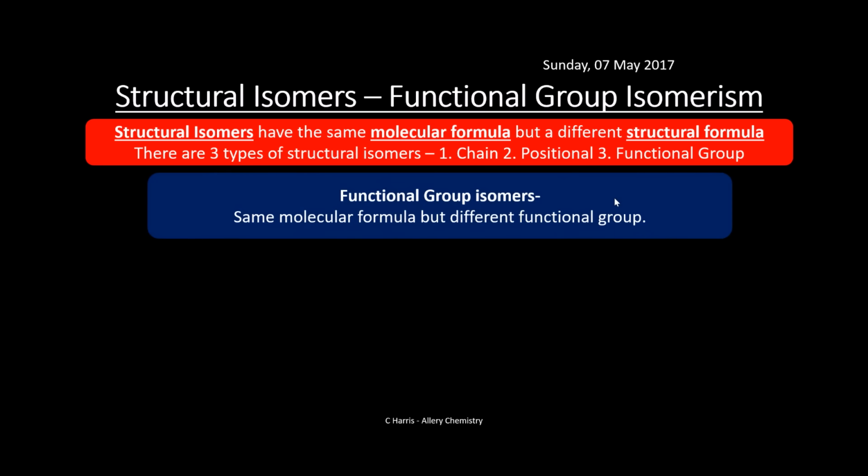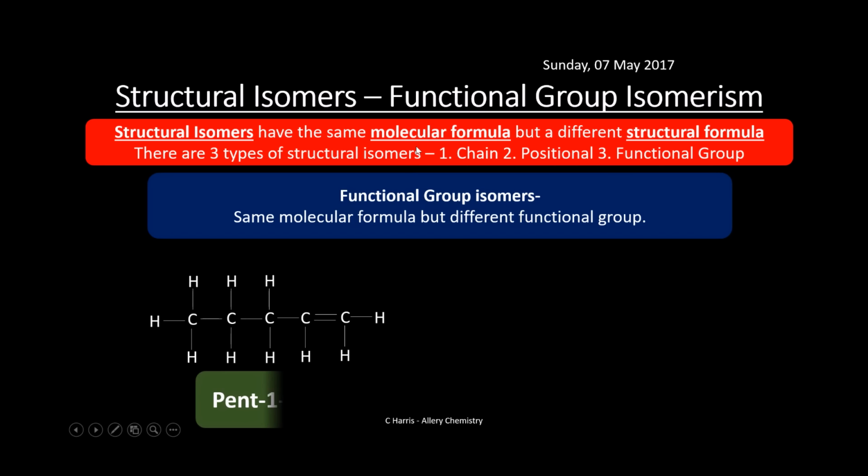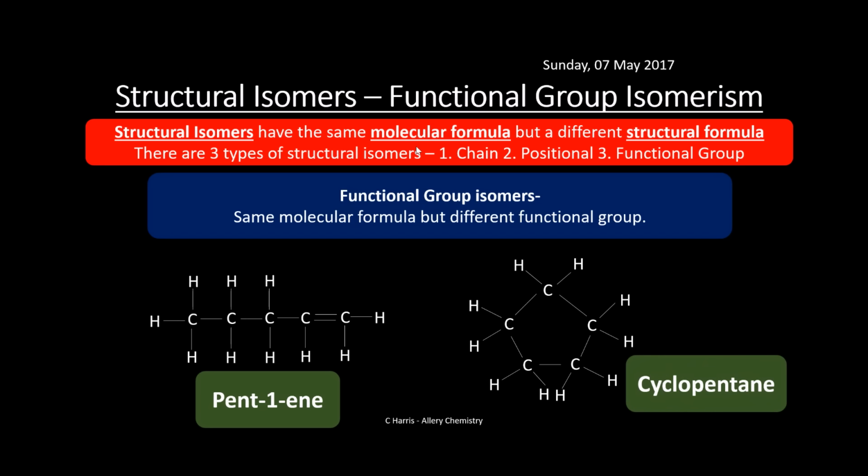And functional group isomerism, this is basically, again, the same molecular formula, but a different functional group. The word in front of the isomer tells you what's changing, so it's the functional group that's changing. For example, here's pent-1-ene. We need a molecule that doesn't have an alkene in, but has the same molecular formula, and that could be something like cyclopentane. Cyclopentane has the same molecular formula as pent-1-ene. You count the number of carbons and hydrogens, and you'll see that. But crucially, there's no double bond. So it's definitely a functional group isomer.